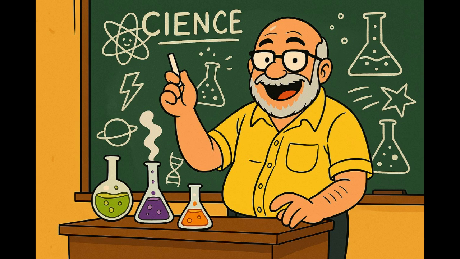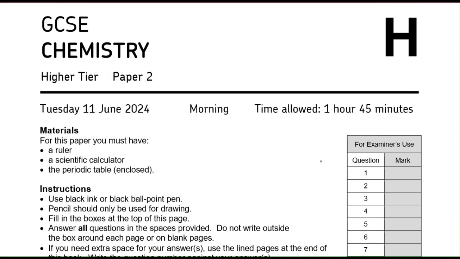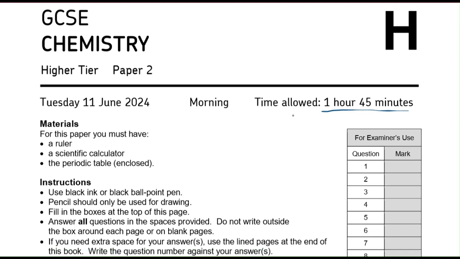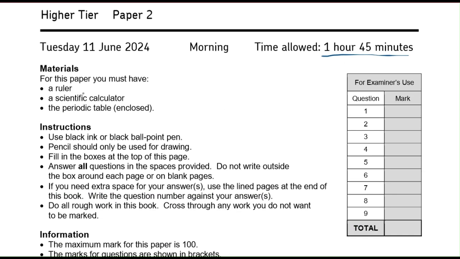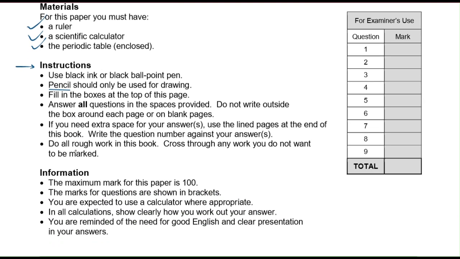The choice is yours. Before the exam, you'll be directed to look at the front page. Note how long the exam is. Check you're in the right exam. You need a ruler, calculator, and you'll get given a periodic table. Read the instructions. A pencil. Try and get hold of a mechanical pencil. It works much better and you don't worry about sharpening it.